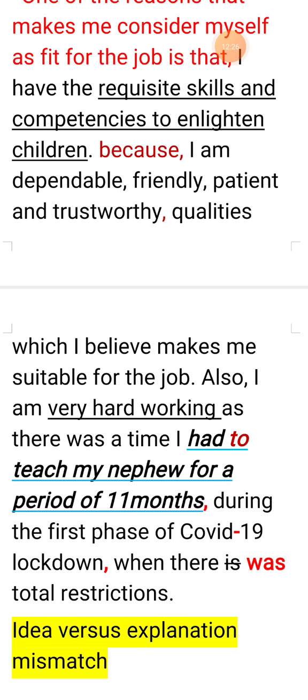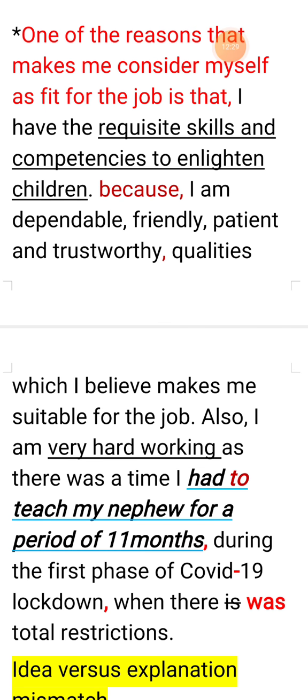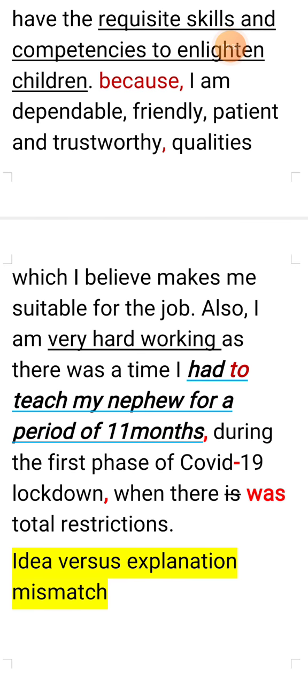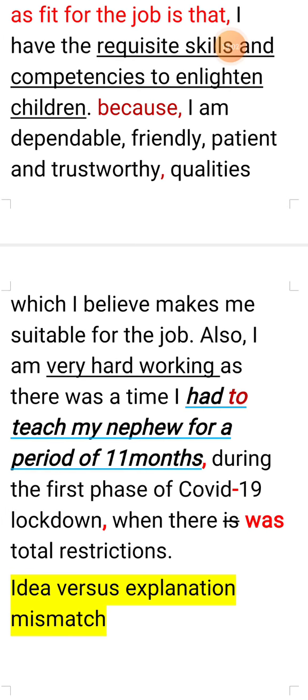What is the relationship between having the requisite skills and competencies to enlighten children and that you are very hardworking, or that you are dependable, friendly, and patient? Is being dependable, friendly, and patient, can we say those are skills? You want to communicate your thoughts articulately such that the examiner can make sense of what you have written, right?